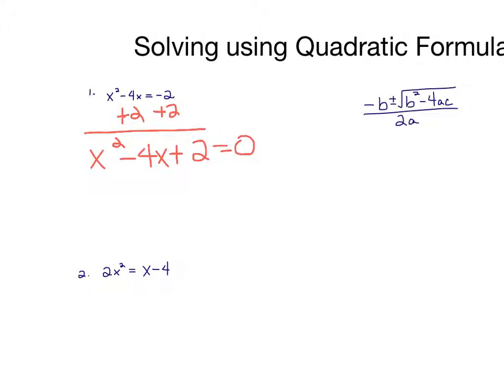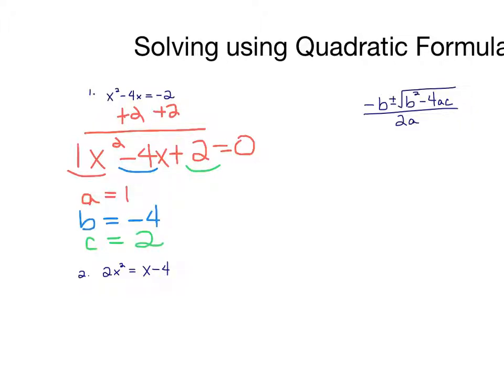All right, so now that it's in standard form, I'm going to pull out my a value, my b value, and my c value. So on this one, my a value is going to be the number in front of x squared, so it's 1. My b value is the number in front of x. So I'll pull out negative 4. And if it's a subtraction sign, you're pulling out as a negative number. And then my c value is the constant. It's down here on the end, and it's positive 2.